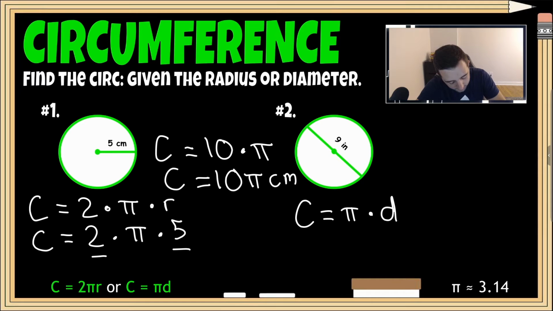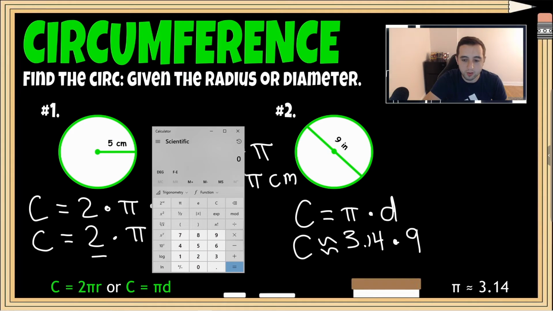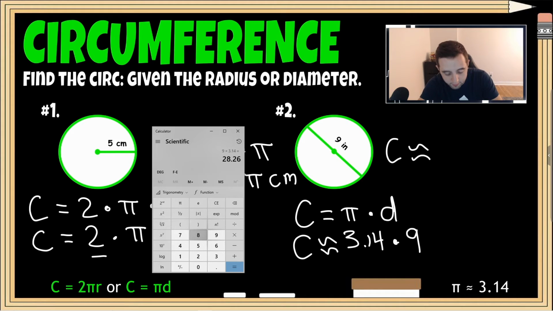Again, we're approximating pi at 3.14. So circumference is approximately, so pi, we're using 3.14 times our diameter, which is 9 inches. And now let's go ahead and multiply this. So we have 9 times 3.14, and we end up getting the circumference to be approximately 28.26, and our units of measurement, we are dealing with inches.